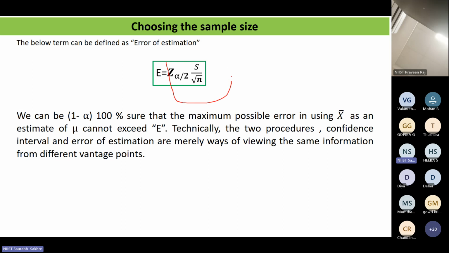So you can see here it is similar to the term we read in the confidence interval. So it is naturally a different way only. So we can be 1 minus alpha, 100% sure that the maximum possible error in using x bar as an estimate of mu cannot exceed E. Here we will limit E. So technically the two procedures, confidence interval and error of estimation, are merely ways of viewing the same information from two different vantage points. Okay, in one I have started and calculated the error. In the other one, first I have kept the error in my mind and then I have started my sampling. So we can be 1 minus alpha, 100% sure that the maximum possible error in using x bar as an estimate of mu cannot exceed E.